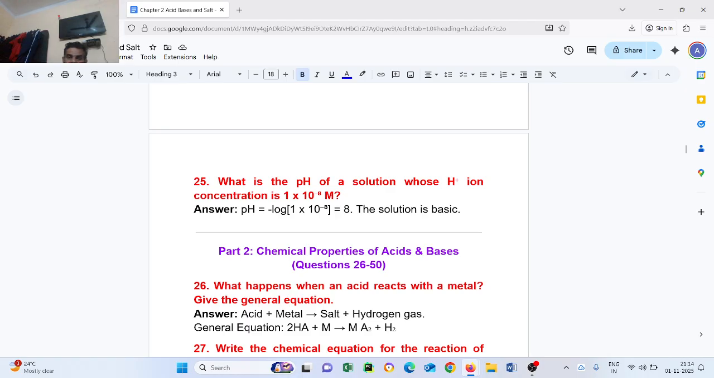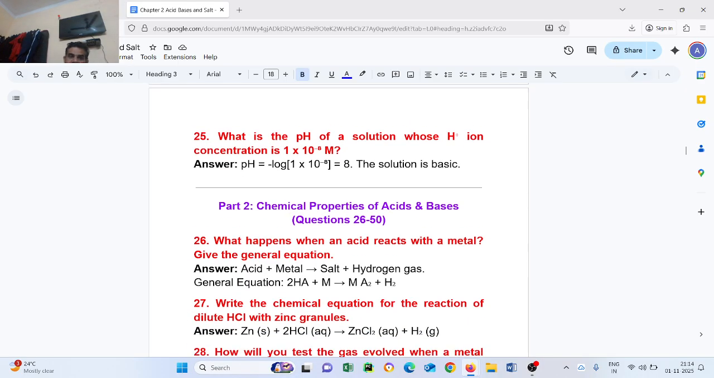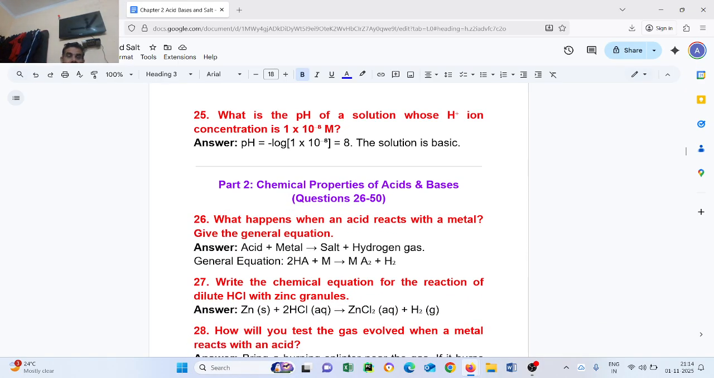Now part 2. Chemical properties of acids and bases. Question number 26 to 50. What happens when an acid reacts with a metal? Give a general equation. Acid plus metal gives salt plus hydrogen gas.